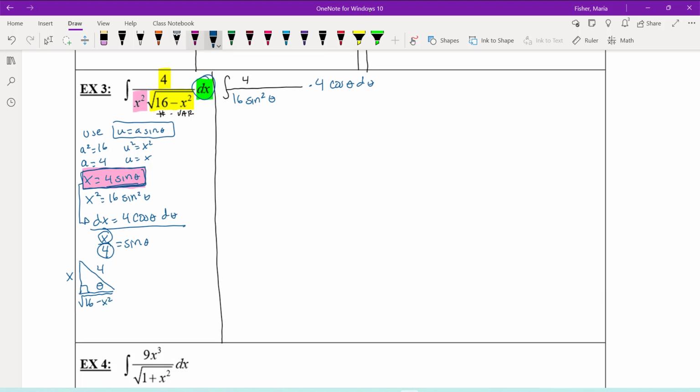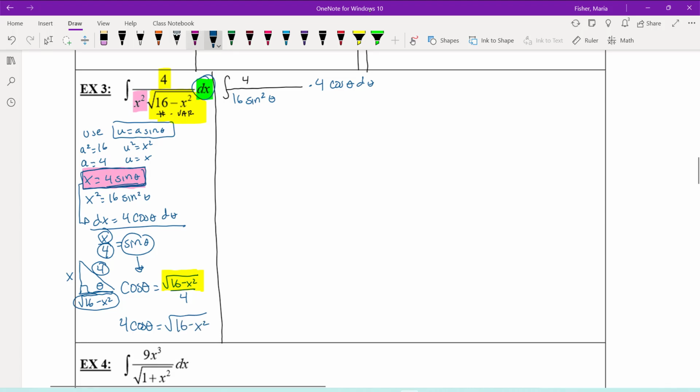Then determine which trig function is in the Pythagorean identity with sine. It's cosine. So what is the cosine of theta? Look at the triangle. It's adjacent, the square root of 16 minus x squared, over hypotenuse, 4. Solving for that square root of 16 minus x squared, because that's what I'm trying to get rid of over here, we end up with 4 cosine of theta equals the square root of 16 minus x squared. This square root of 16 minus x squared becomes 4 cosine of theta. Now it's time to clean this up.